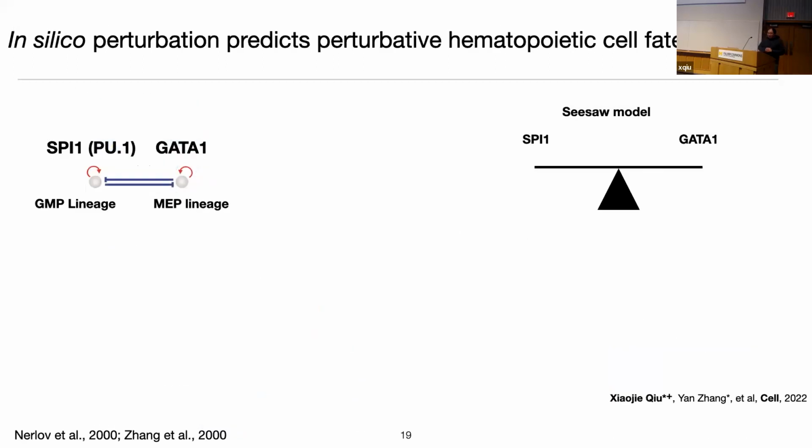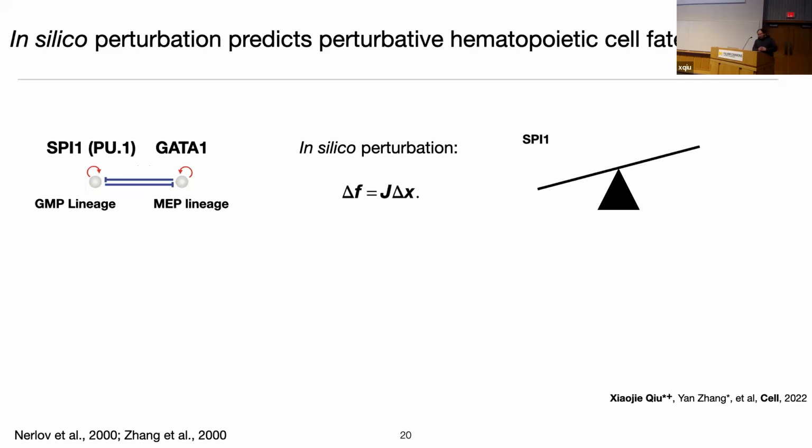Next, I'm going to use this PU.1 GATA1 network motif to demonstrate how we can perform in silico perturbation prediction. As we know, these two genes have self-activation and mutual inhibition, so it behaves like a seesaw model, right? If you suppress the expression of GATA1, then the balance will be broken and PU.1 will win. And then the balance will probably move towards the GMP lineage.